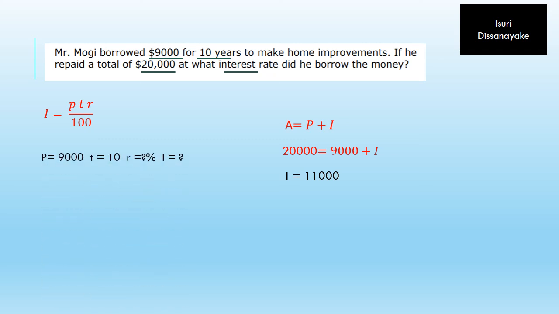And let's follow the information from the sum, which is the principal amount is 9,000. The time taken is 10 years. And the rate is what you have to find, and the interest we found using A equals P plus I, which is 11,000. Substituting the values into the given equation, you can find out the interest rate as 12%.